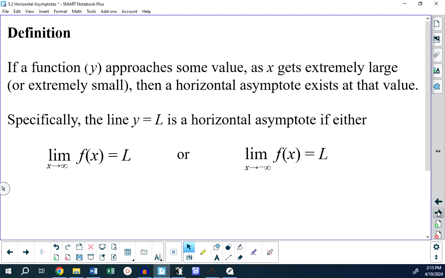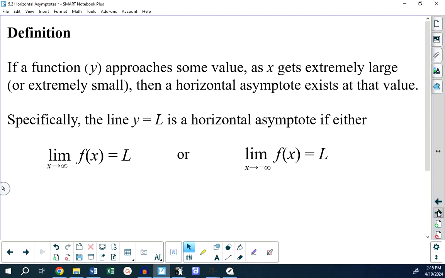It is very rare for a function to have a different horizontal asymptote at positive infinity than at negative infinity. But it is possible. We are not going to encounter them. I'm not going to talk about them unless we encounter them.